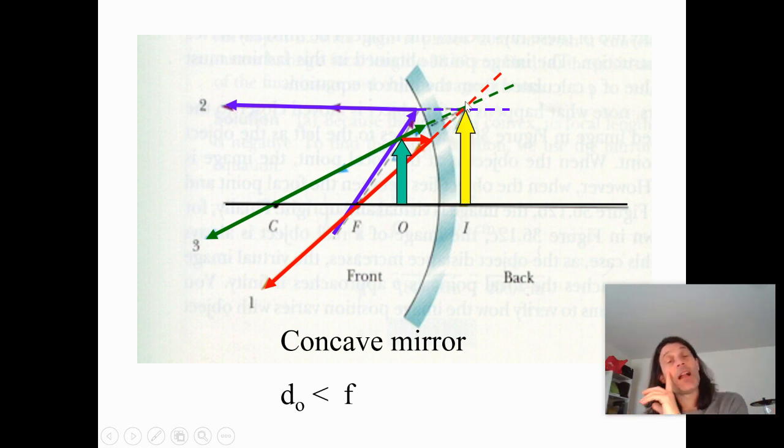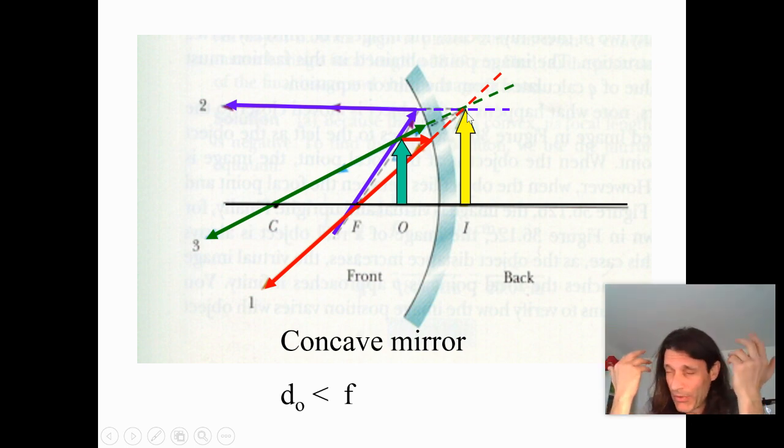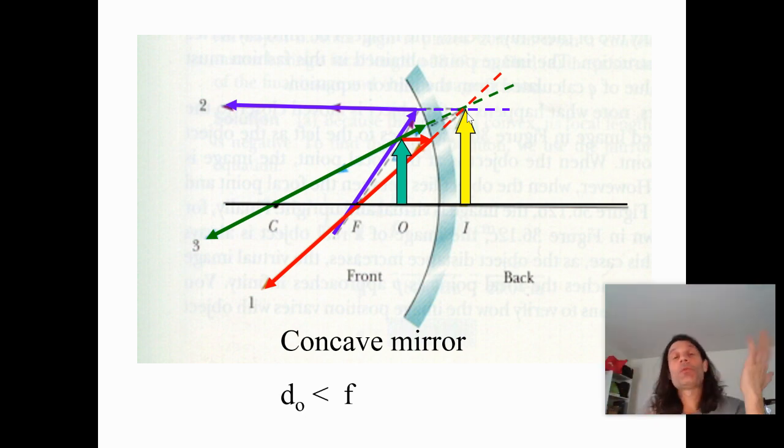It's on the back side of the mirror. It is formed by your eyeballs. Your brain thinks it's there. It's not real. It's not really there. So this is a virtual image. It's upright. It's larger. And that's when you are up close to the mirror.